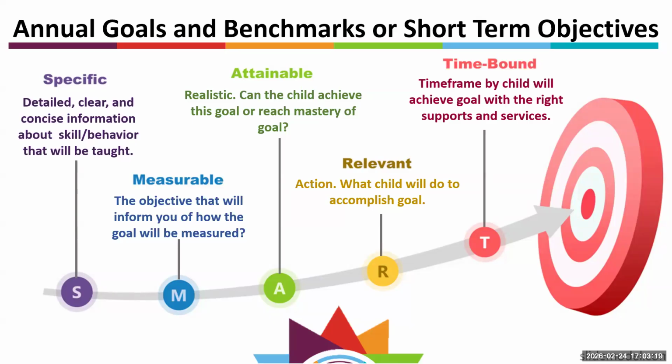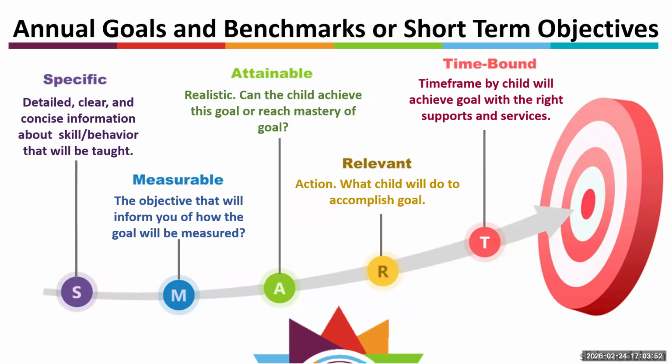Next, you have the annual goals and benchmarks or short-term objectives. So once the foundation is set, you build the steps that lead into the house. These steps in the IEP document are the annual goals and short-term objectives. They answer the following questions. What skills does the student need to learn next? How will progress be measured? How will the team know that the student is growing? And how will the student move from the current level to new skills?